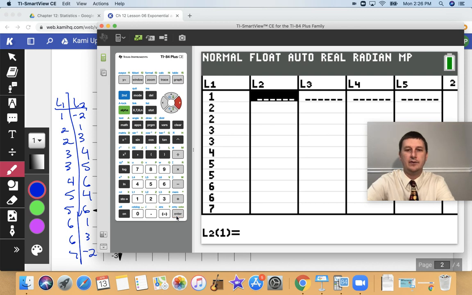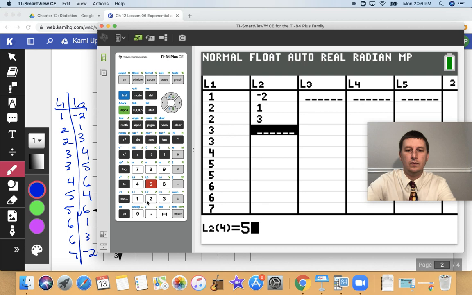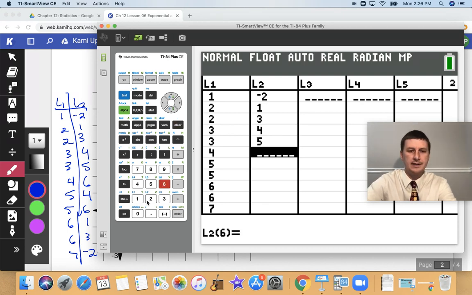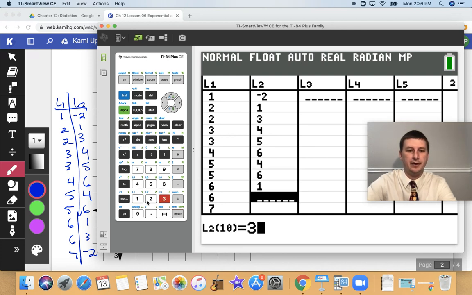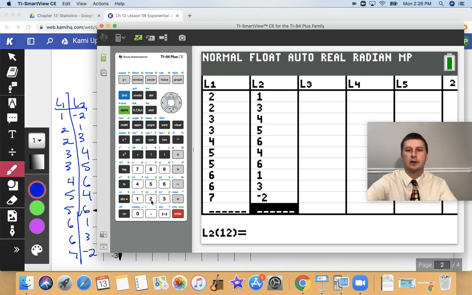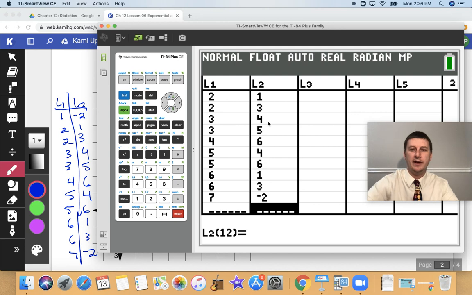I've got 11 values, so I should have 11 Y values as well. So I'm going to have negative 2, 1, 3, 4, 5, 6, 4, 6, 1, 3, and ending with a negative 2. All right. So now it's very good that my dashed lines line up at the bottom, which means I have the same number of L1 values as L2 values, which hopefully means I did something correct.